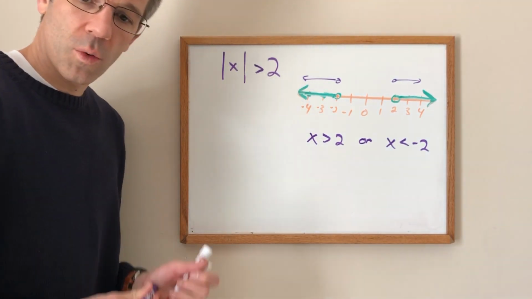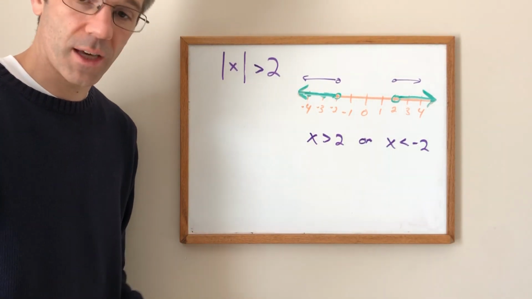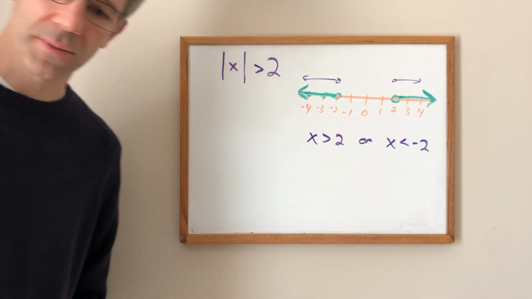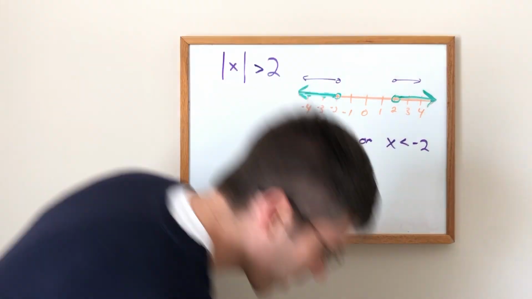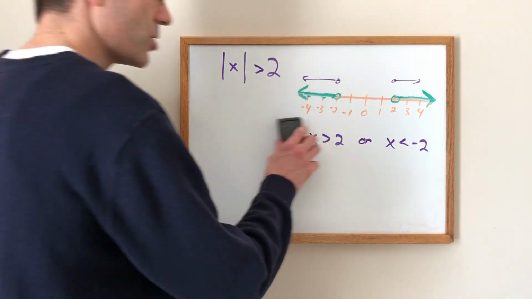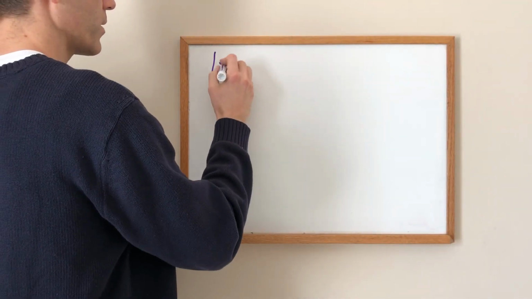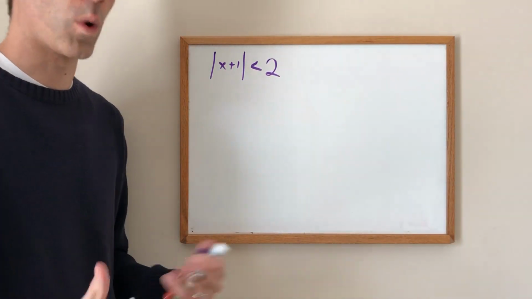Okay. So we're going to do the next two problems, and I'm going to go ahead and do them, and then I will tell you how to actually solve problems that involve absolute value inequalities. All right, so for this next one, we have the absolute value of x plus 1, and it is less than 2, and I'm just going to use some of the patterns we've noticed so far. I just want to know which x values work for this.